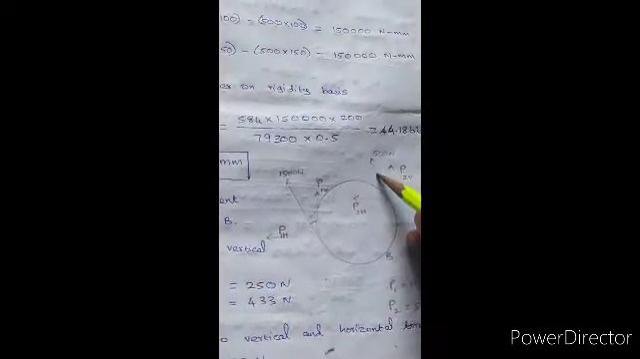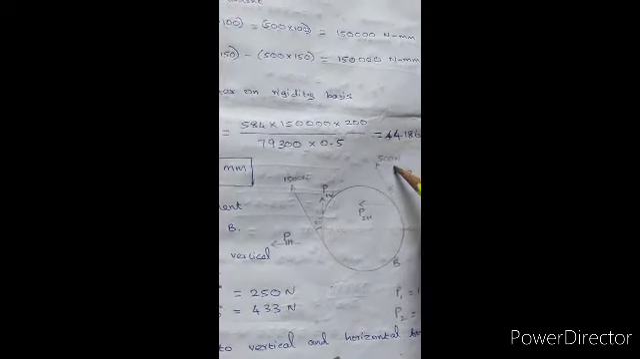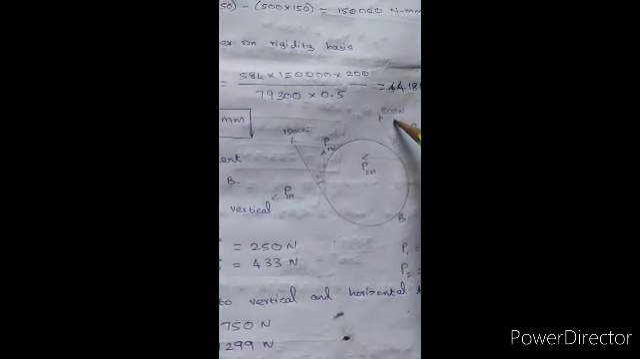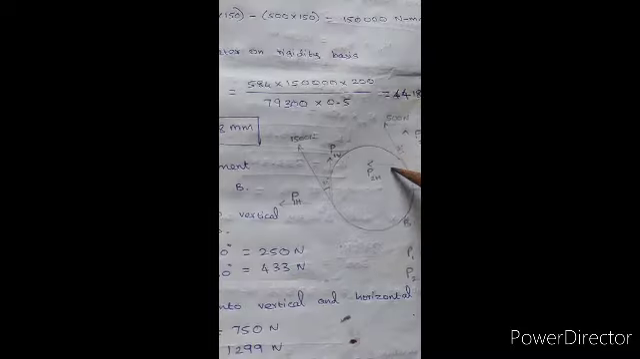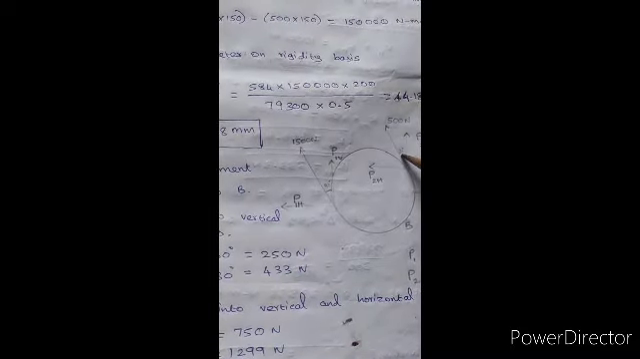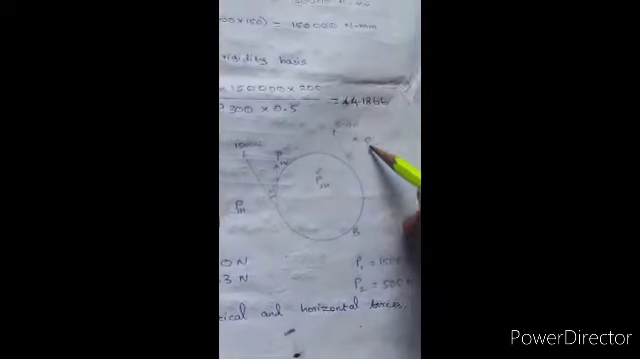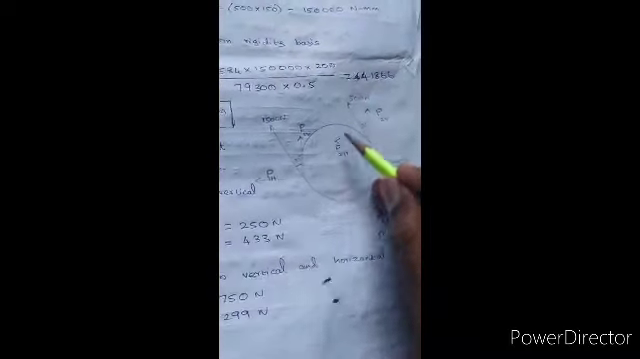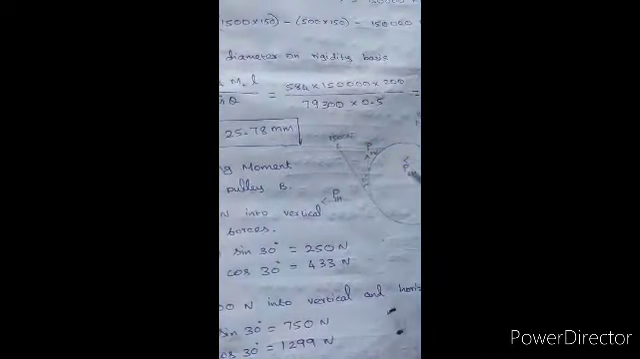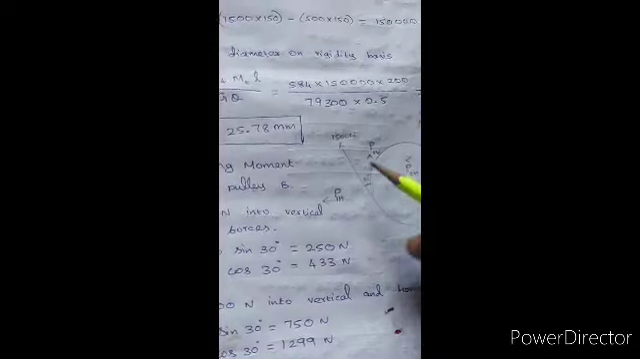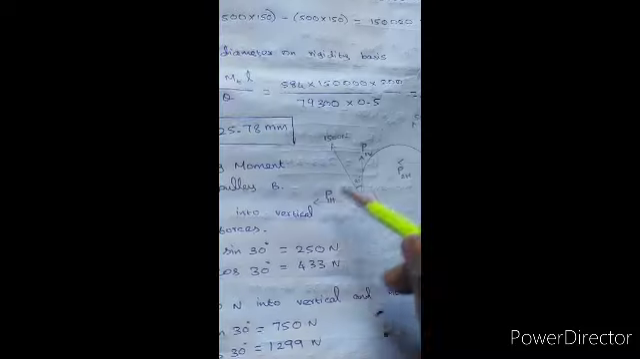If I want to split this force into vertical force, I have to multiply this value with the cos 30. If I want to get the horizontal force, I should multiply this value with the sin 30. If I multiply 500 with the sin 30, I will get this horizontal value. If I multiply 500 with the cos 30, I will get the vertical value. Similarly here also, if I multiply 1500 with the cos 30, I will get the vertical value. Similarly, if I multiply 1500 with the sin 30, I will get the horizontal value.